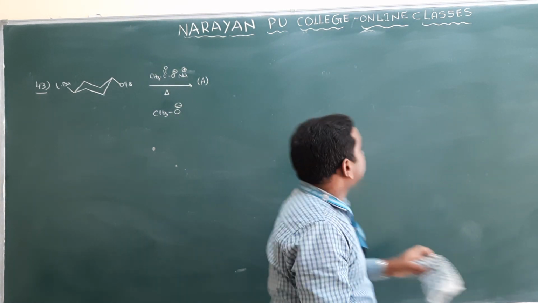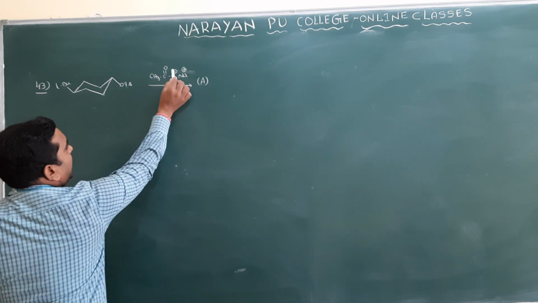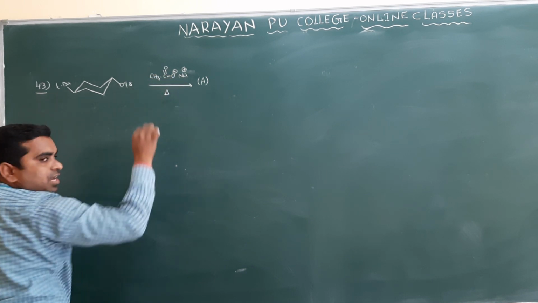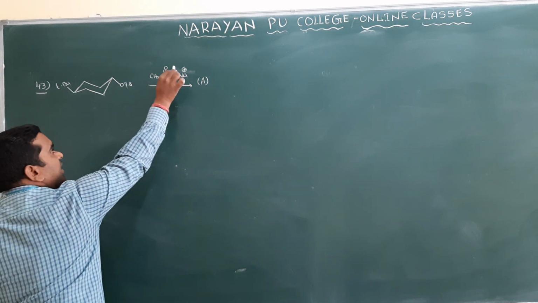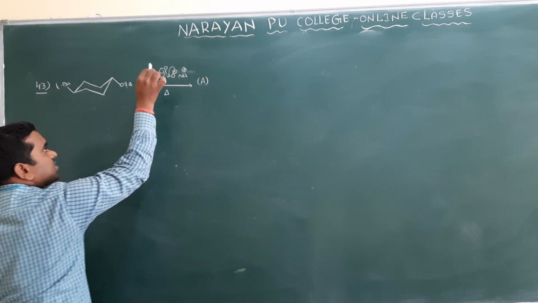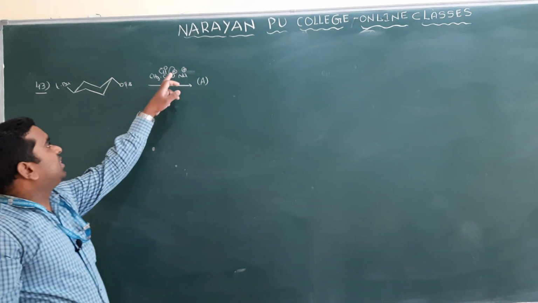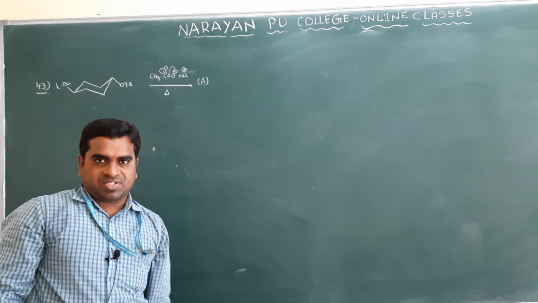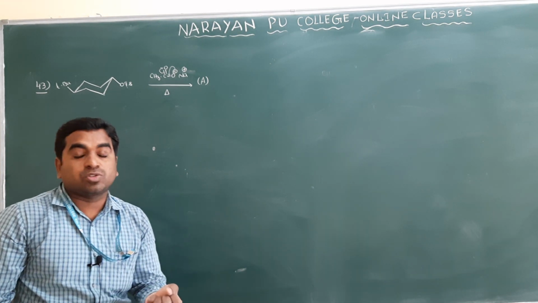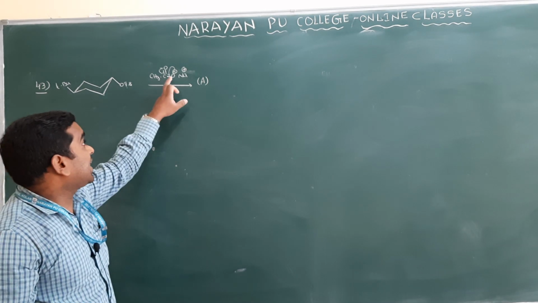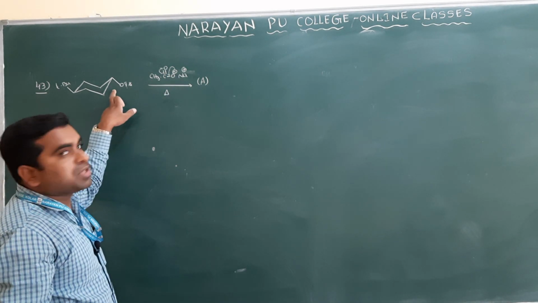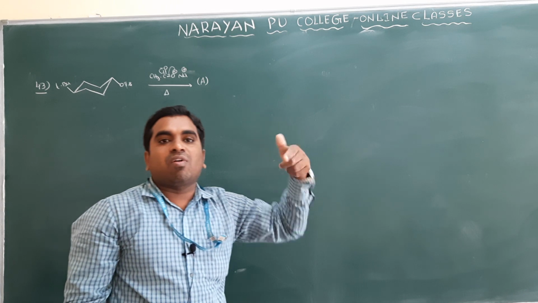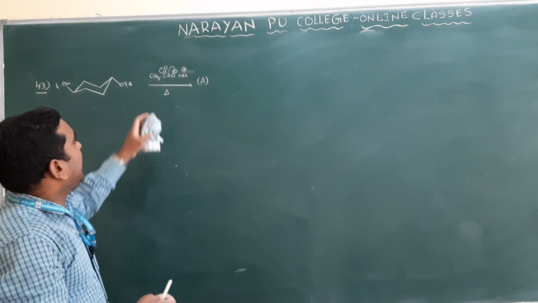CH3, C double bond O minus is there, and this negative charge and the double bond are separated by a single bond. They are in conjugation, so they are involved in resonance. Clear? That's why the negative charge on the oxygen atom is not free to accept the proton if it acts as a base. To accept the proton, it should have more negative charge, but this negative charge is involved in resonance. So it won't act as a strong base here.